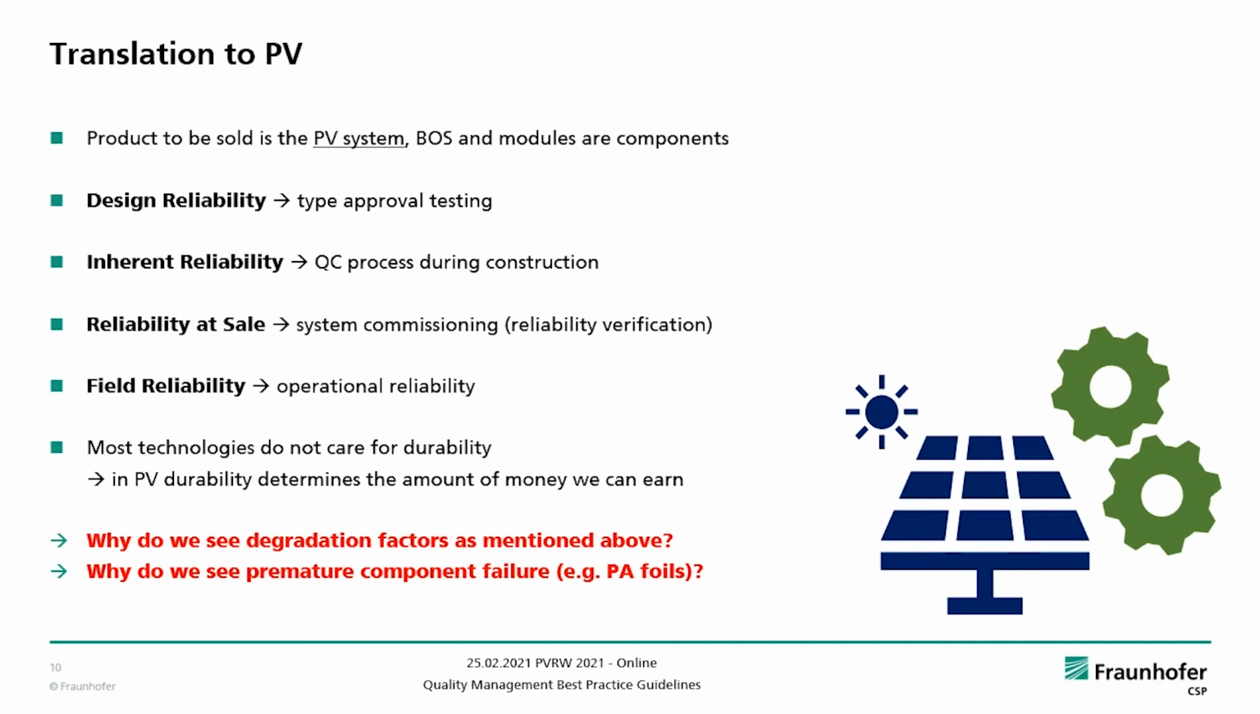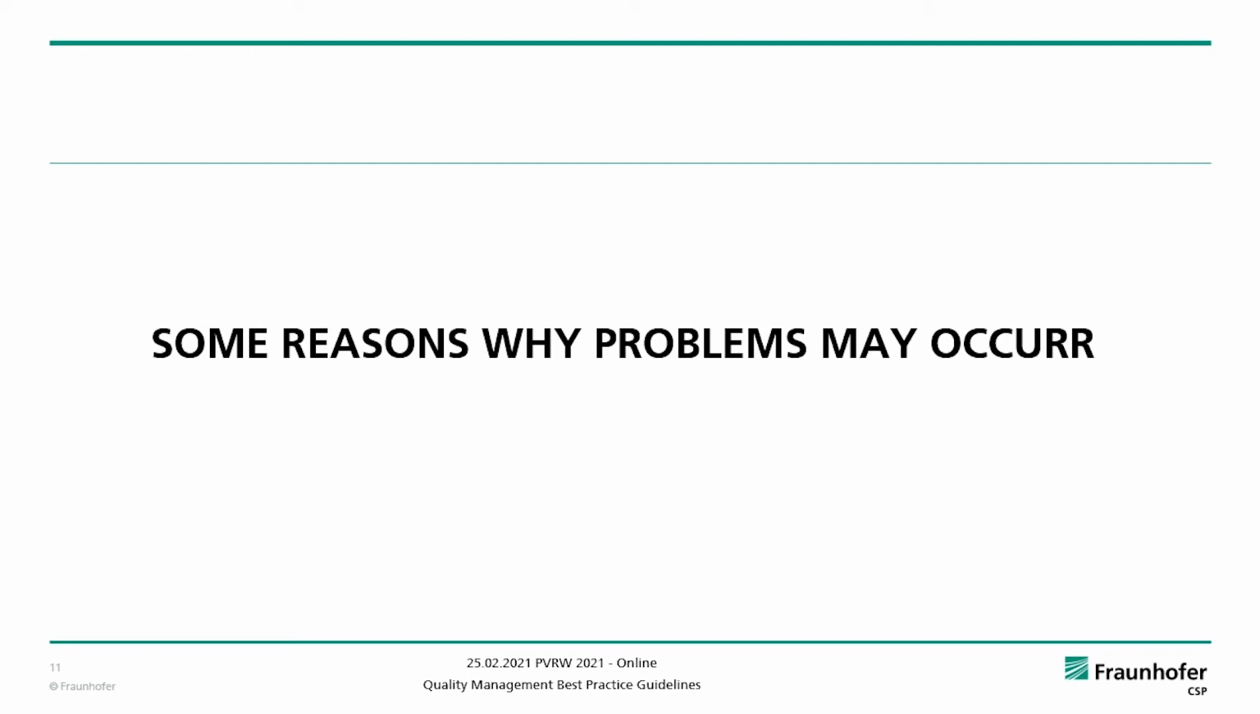We also talk about reliability at sale, which I would translate into system commissioning, which we do patchily for larger systems or not at all for small systems. And field reliability, again, there's a whole story to be told about that. But if we just do this approach, why do we see the degradation factors we've seen earlier? Again, not module specific, it is all we have. And why do we see things like the PA foils, the AAA issue, where foils rot away way too fast? I think there's an obvious problem here. So why can the problems occur?